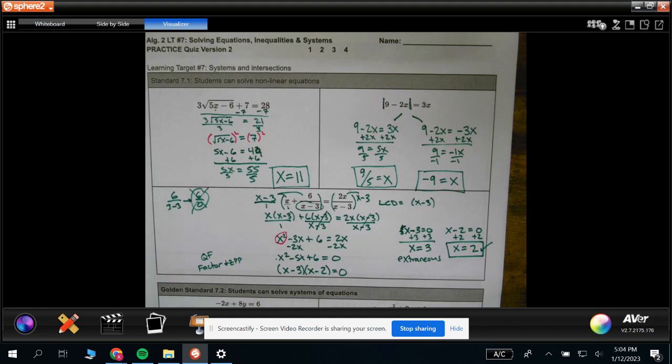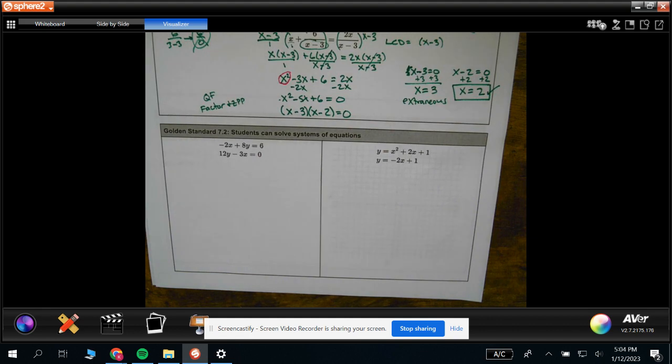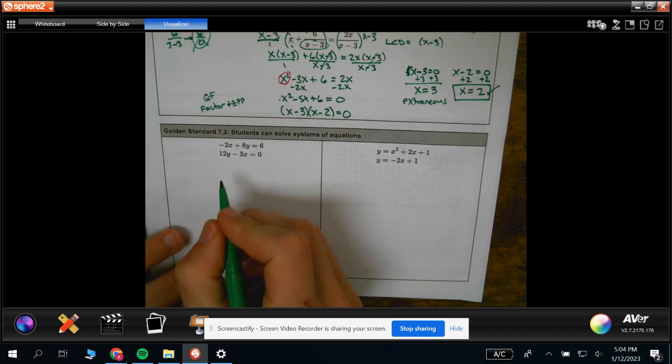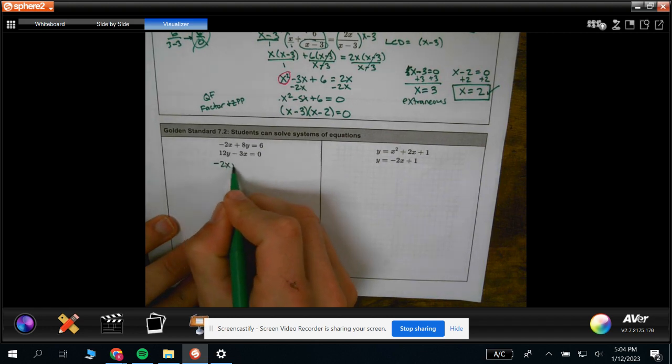All right, there is level 1. Moving on down here, level 2. All right, for level 2, let's solve the system. All right. So first step, let's line up our x's and our y's.